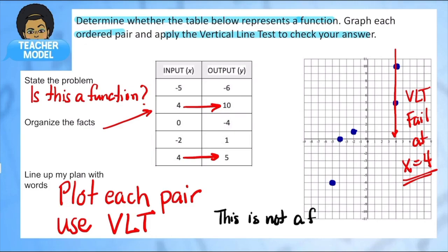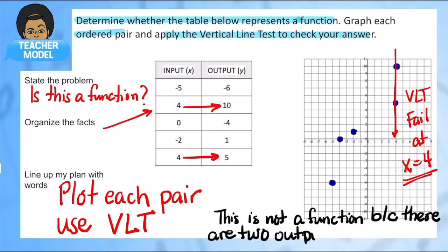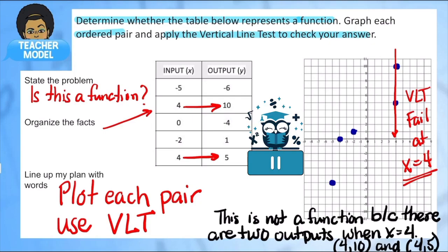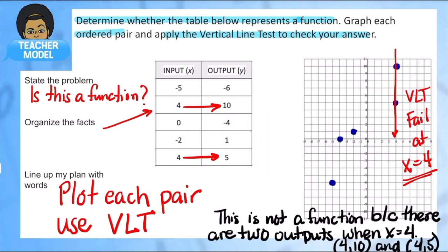This is not a function because there are two outputs when x equals 4. And you could always just go a little bit further if you wanted to, and you could even write the 2 points. So you have at 4, 10 and at 4, 5. So there you go, Math Marvels. Hit pause so you can jot this one down into your notes, and we're gonna get tons more practice talking about functions.